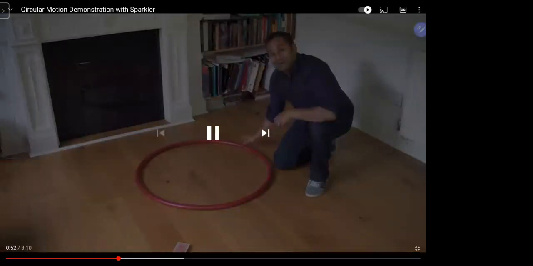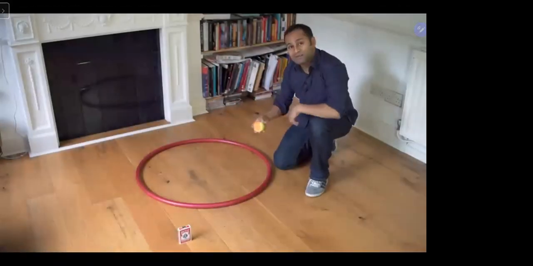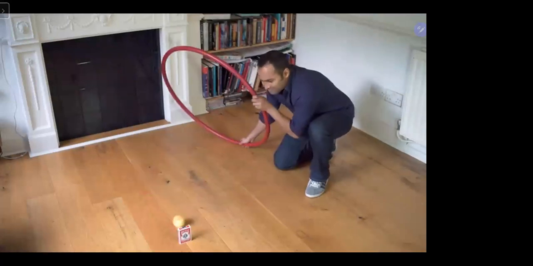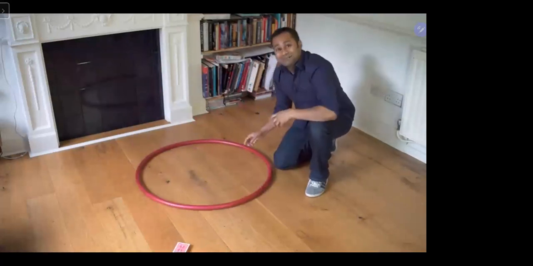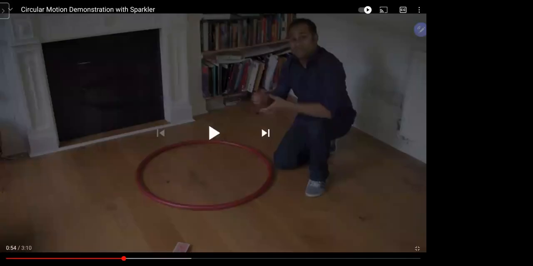So basically, when it was going in that loop, who is providing the centripetal force? See that. When he pushed it, it is going in a circle. He removed the hoop, it went in a straight line. So if you see, when it is going in that loop, who is providing the centripetal force?